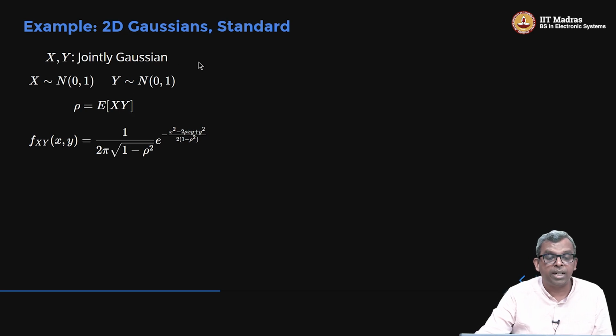X and y are jointly Gaussian. I am going to take standardized values. So, x is normal 0, 1, y is normal 0, 1, and rho is the correlation coefficient, expected value of xy. Okay, the correlation coefficient. This is the description of the joint density. So, the joint density will be 1 by 2 pi root 1 minus rho squared e power minus x squared minus 2 rho xy plus y squared by 2 times 1 minus rho squared, for all x and y. This is the joint density.